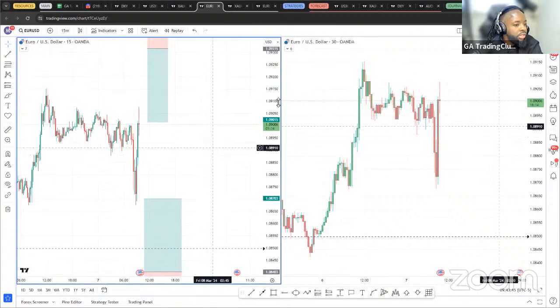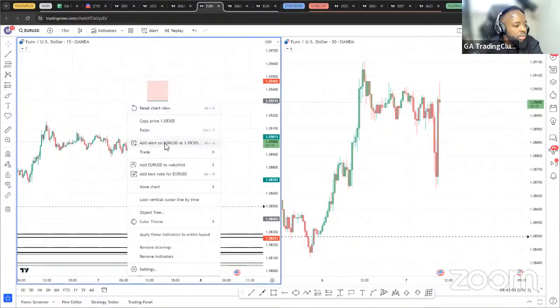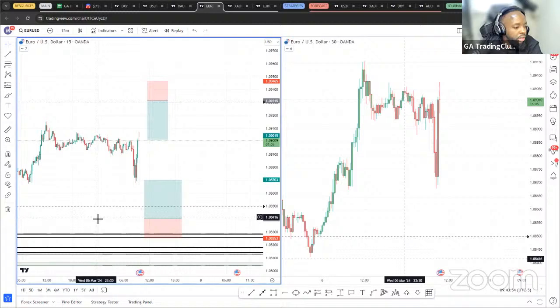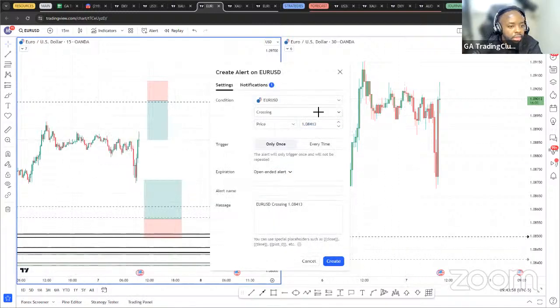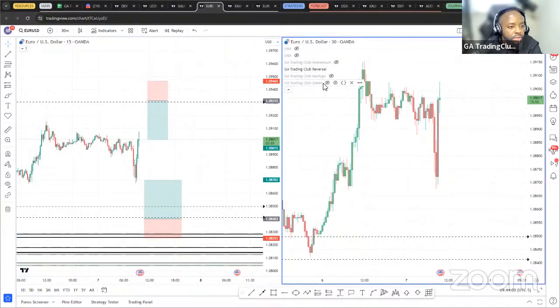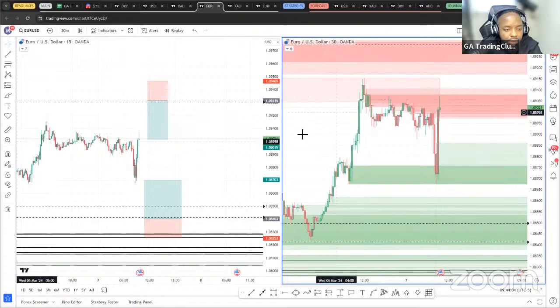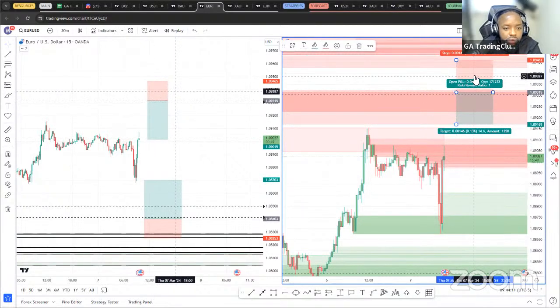Then you go ahead and set your alerts. Add alert. And you add an alert here. So that's the 15-minute. Then you come back to the 30-minute. Same thing, this was the market open candle, so we go to the next zone. The next zone is up here, the next supply zone or inner supply zone.